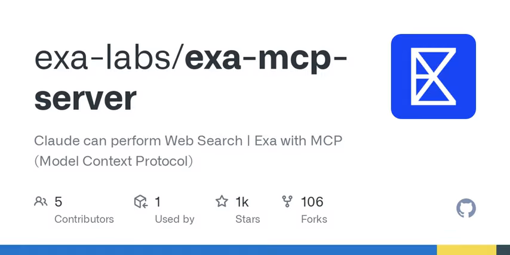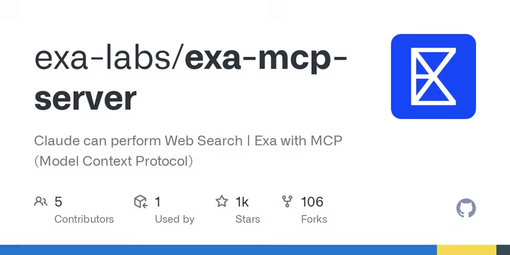Here's a thought. What if we made it more visual? Picture this. You're sitting at your computer, and you run a simple command. Boom, the exa-mcp server is set up, and all you have to do is configure it. You edit a configuration file, add your API key, and voila! Your AI assistant is now equipped to access a treasure trove of real-time information.